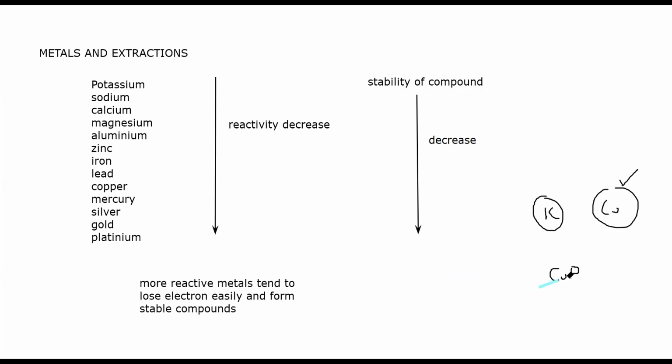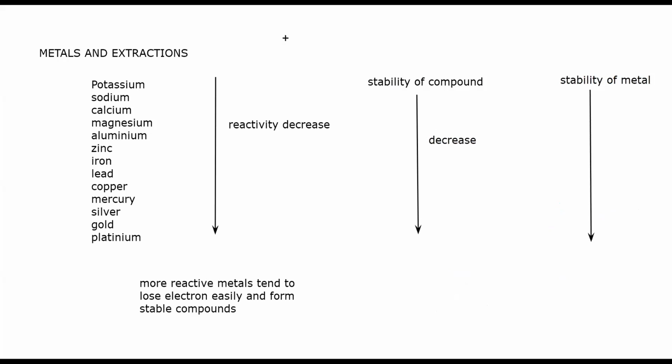And when we check the stability of the metal, as we go down in this series, what we observe is that the stability of the metal increases. The metal becomes more stable, but the compound becomes less stable. Is it clear? The first thing you should understand is the concept that this is the reactivity series of the elements, which you will learn throughout the course, the metals specifically.